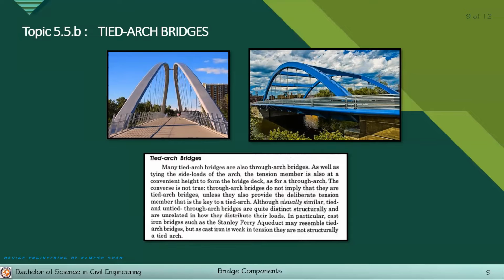So although visually similar, the tied and untied true arch bridges are quite distinct structurally and are unrelated in how they distribute their loads. In particular, cast iron bridges such as the Stanley Ferry Aqueduct may resemble tied arch bridges, but cast iron is weak in tension. They are not structurally a tied arch. Sorry for that. Medyo malabo yung mata ko.